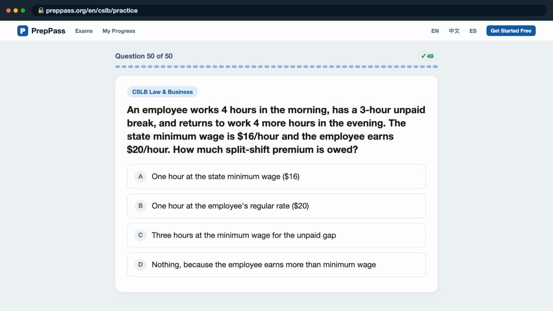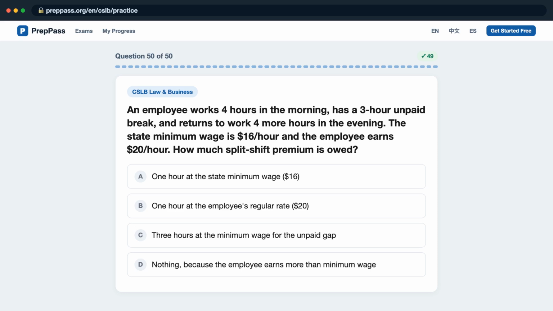Question 50. An employee works 4 hours in the morning, has a 3-hour unpaid break, and returns to work 4 more hours in the evening. The state minimum wage is $16 per hour and the employee earns $20 per hour. How much split shift premium is owed?